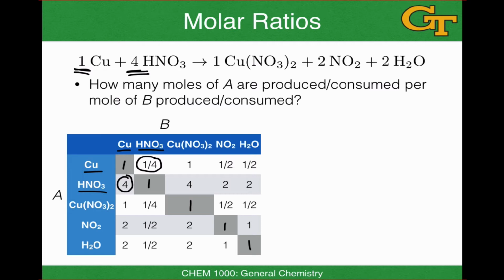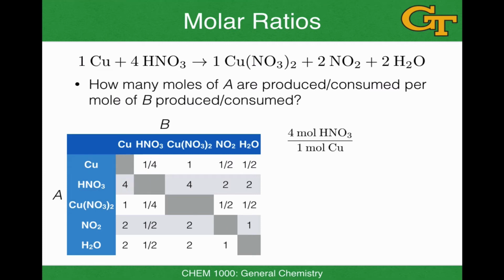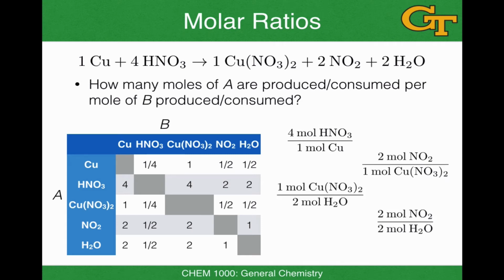We can proceed analogously to generate all these other molar ratios. And each of these you can think of as a conversion factor between moles of one substance in the reaction and moles of another. So for example, we might write 4 moles of HNO3 divided by 1 mole of copper. That's a conversion factor that, because of the validity of the balanced reaction, is technically equal to 1. So we can use it to, for example, convert from moles of copper to moles of HNO3. Here are a few other examples of molar ratios that we can pull out of this balanced equation.